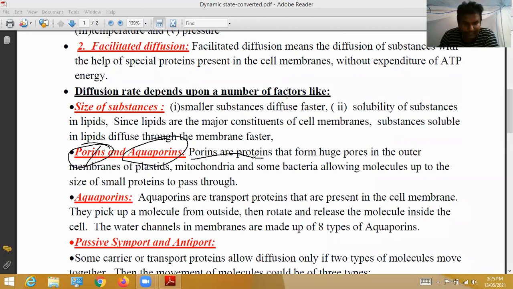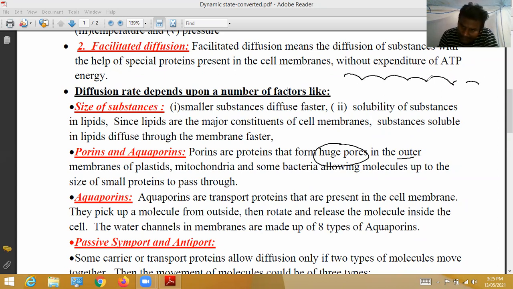Porins are proteins that form huge pores, big pores, in the outer membranes of the plastids. Plastids have an outer membrane, mitochondria have an outer membrane, and some bacteria also have an outer membrane. In plastids, mitochondria, and some bacteria, the outer membrane has huge pores. Those huge pores are called porins.